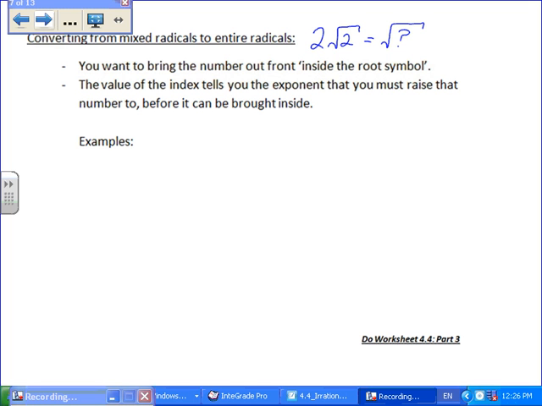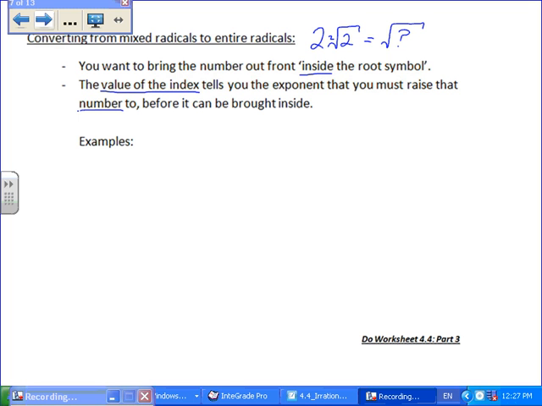So when you want to bring the number out front inside the root symbol, you have to look at what root you're taking. Before you can bring it inside, you're going to have to raise the exponent on that number on the outside to whatever that root is. Another way to say that is you look at the value of the index. For this one here, the value of this index is a little invisible too. And that tells you the exponent to raise the number to before it can be brought inside.